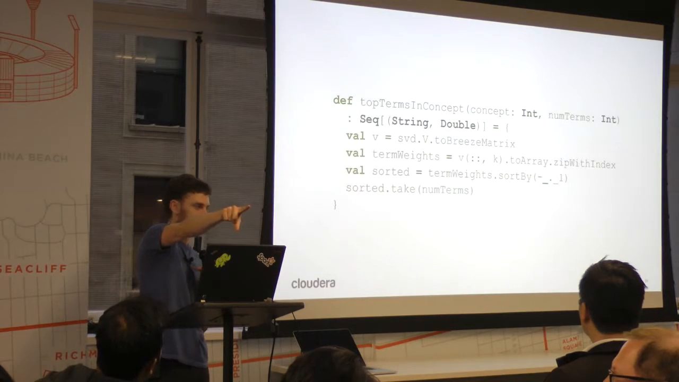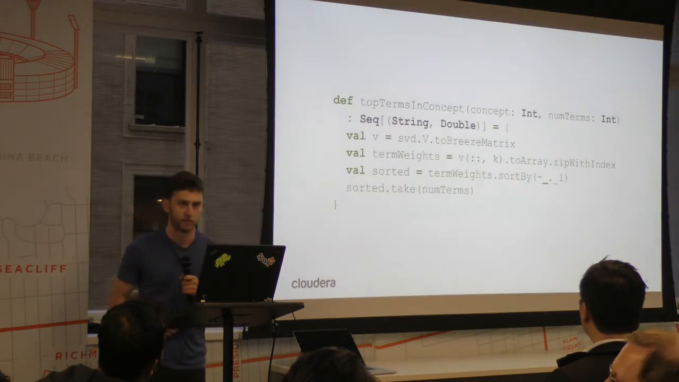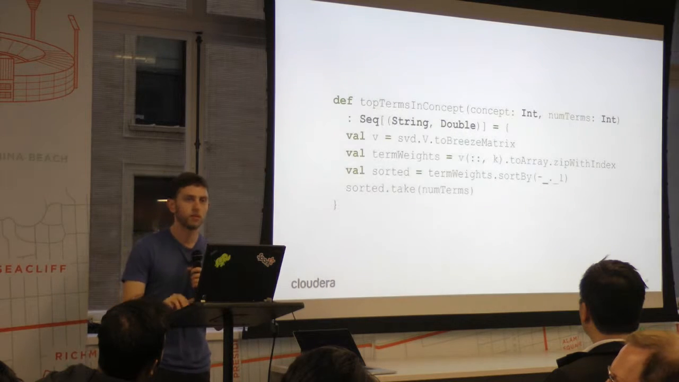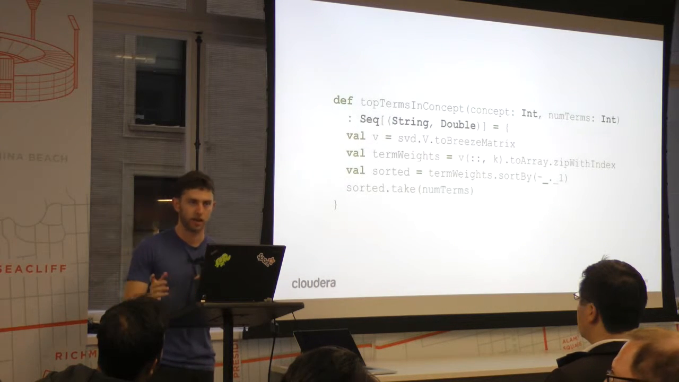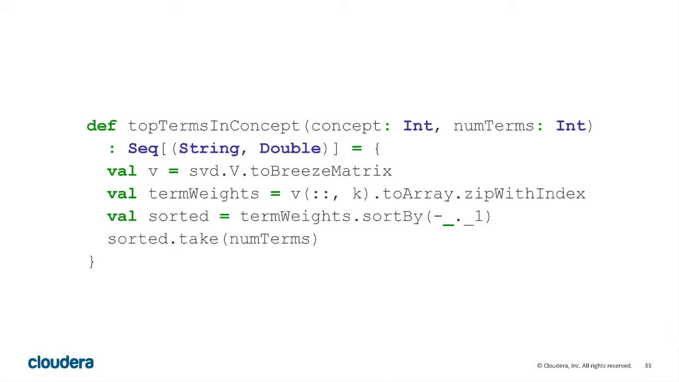It's fetching the V matrix from the SVD, looking for the top values in it, and finding the terms that correspond to it.